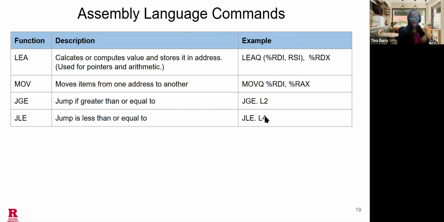These are jump statements: jump if greater than or equal to. If that's the case, then you're going to jump to this particular label. And that's how these commands are looking.